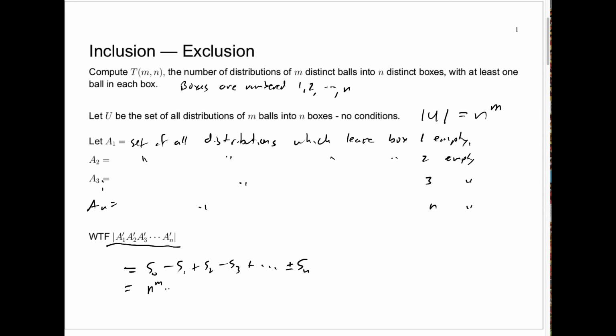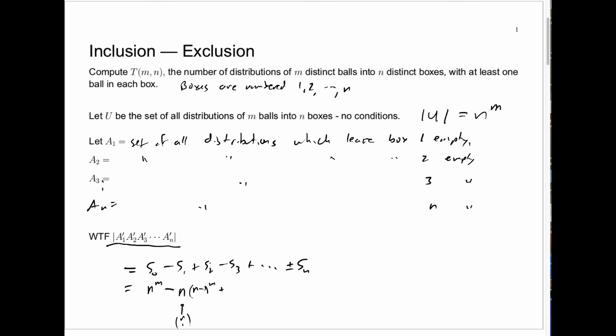But it's very easy to count the other ones as well. S1, we have to subtract S1. S1 is a sum of n terms, the size of A1, the size of A2, etc. All of these have the same size. How many ways can we put m balls into n boxes with one of them empty? Well, that's really like putting m balls into n minus 1 boxes, so we'll just have n minus 1 to the m. That's the size of each set, and we have n of them. Now, we can also think of this as n choose 1. So S1 is just n times (n minus 1) to the m.